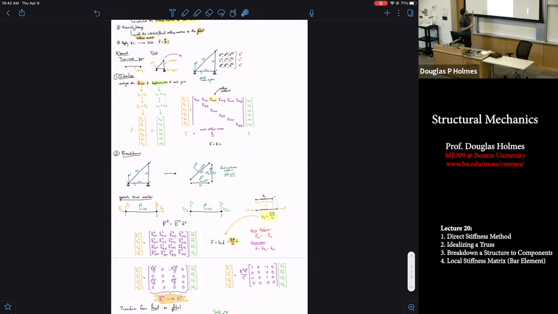But joint 2 is on a roller, so it's free to move in x, but it's not free to move in y. So we know that u for joint 1 in x and y have to be 0, and u for joint 2 in y has to be 0. So we know some things about F. We know some things about u. We're using geometry and force balances to find our stiffness matrix. We're transforming that stiffness matrix into our global coordinate system so that we're actually looking at it like a structure.